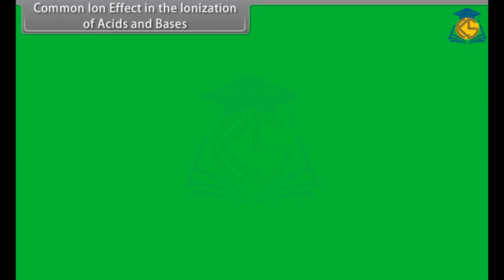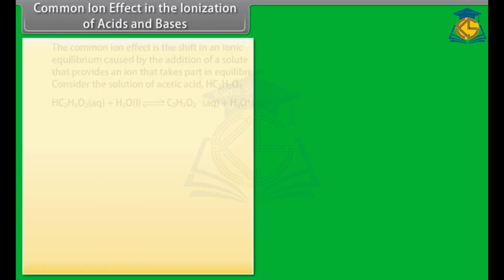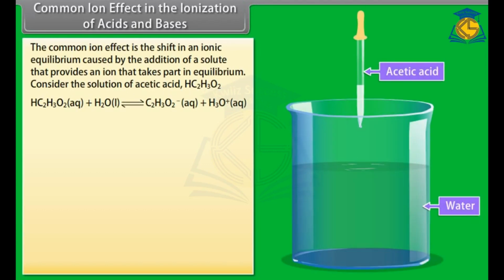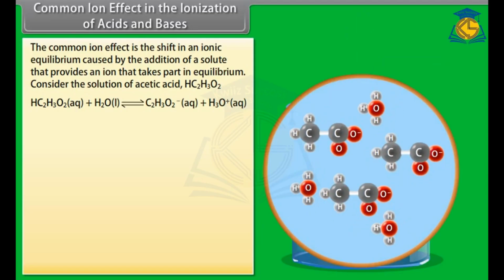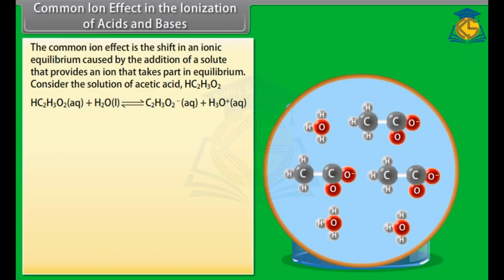Common ion effect in the ionization of acids and bases. The common ion effect is the shift in an ionic equilibrium caused by the addition of a solute that provides an ion that takes part in the equilibrium.